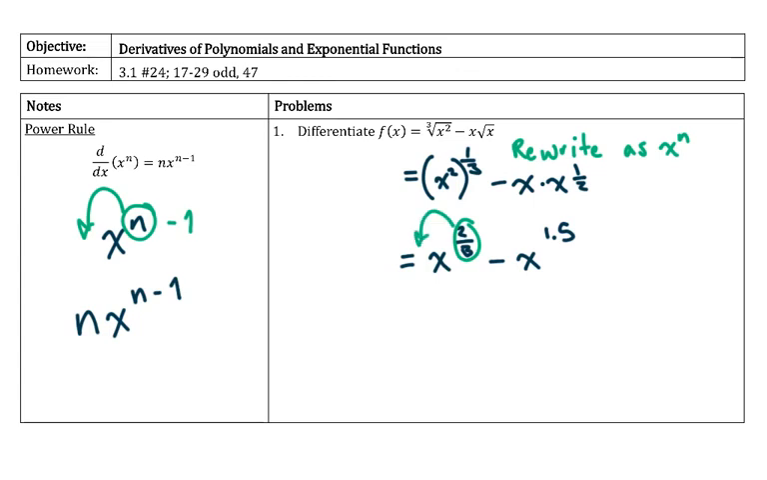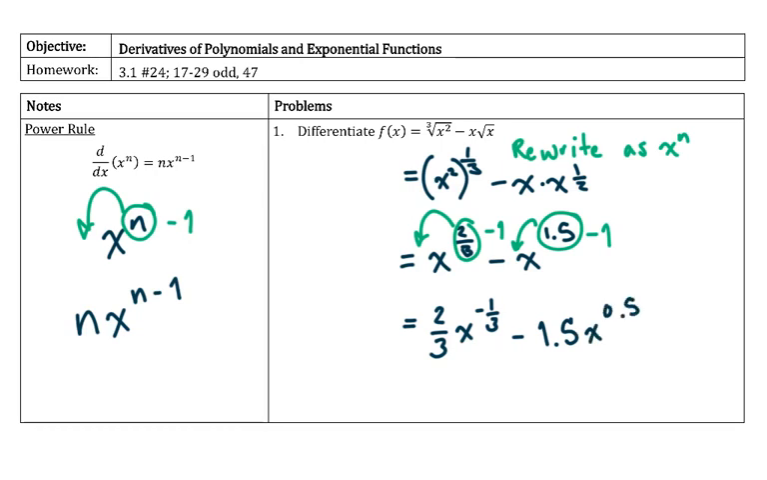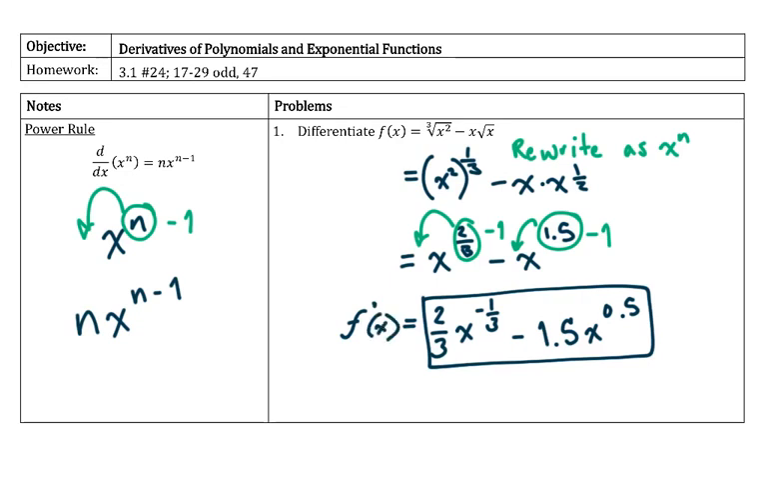Take the exponent, make it into the coefficient, minus 1, exponent into the coefficient, minus 1, and we end up with 2/3 x to the negative 1/3 minus 1.5 x to the negative 0.5 if we're using decimals. You can leave it like that, or you can simplify however you like. I'm going to leave it like this as our answer for f prime of x.